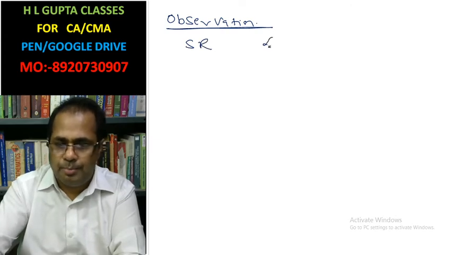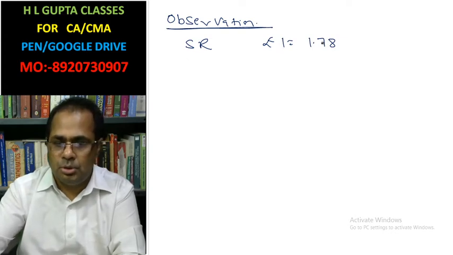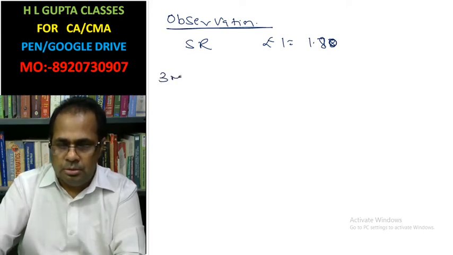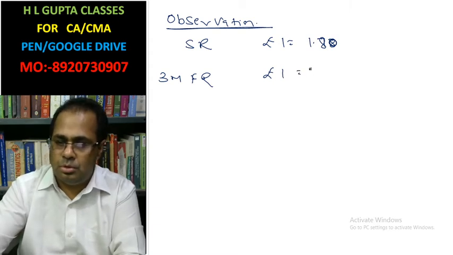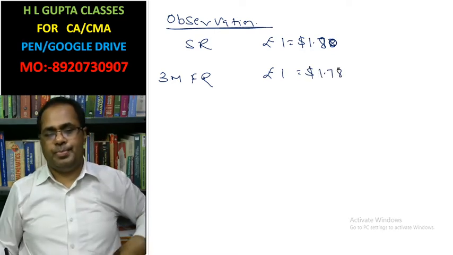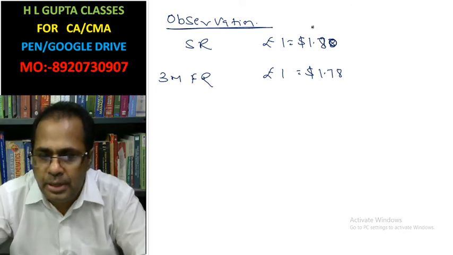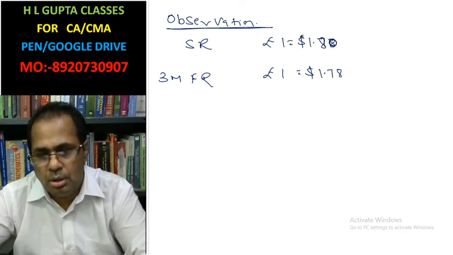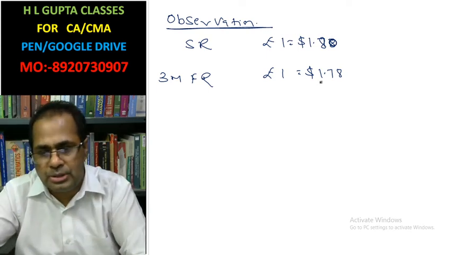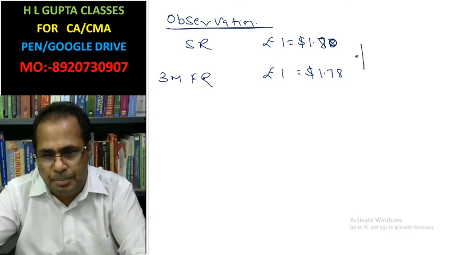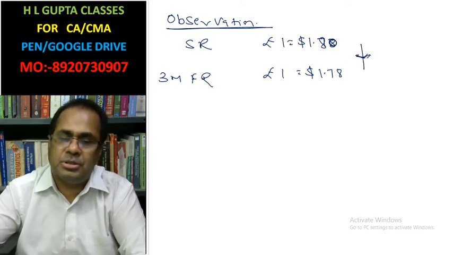Observation, please try to understand in this question. A spot rate pound 1 equal to $1.80, 3-month forward rate pound 1 equal to $1.78. Please try to understand. Earlier in spot, the price of pound is 1.80. Now the price of pound is 1.78. It means the price of pound has been depreciated.